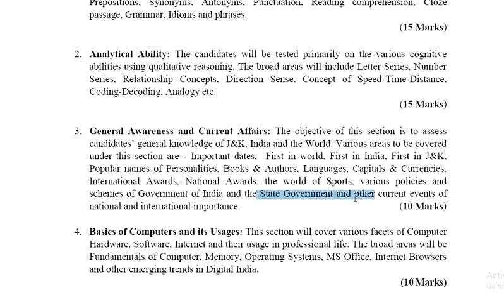So state government, you need to study thoroughly, and schemes you should study thoroughly, because schemes have been asked in previous exams, and the content is 10 marks. So don't go into depth of everything.